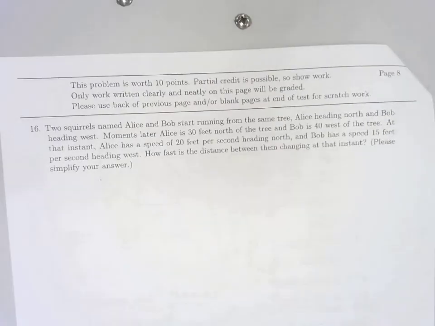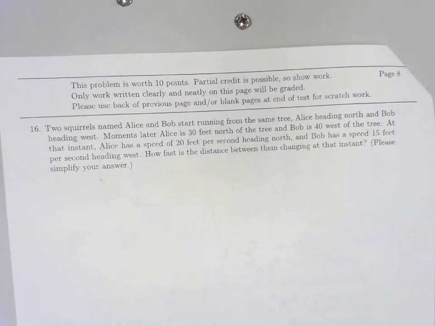Okay, 16. This is a fun one. Two squirrels named Alice and Bob start running from the same tree. We've done one like this before. Not with squirrels, but... Why did they give the names? Why not? To make you laugh on your final. Because by 16 you probably hate your life.